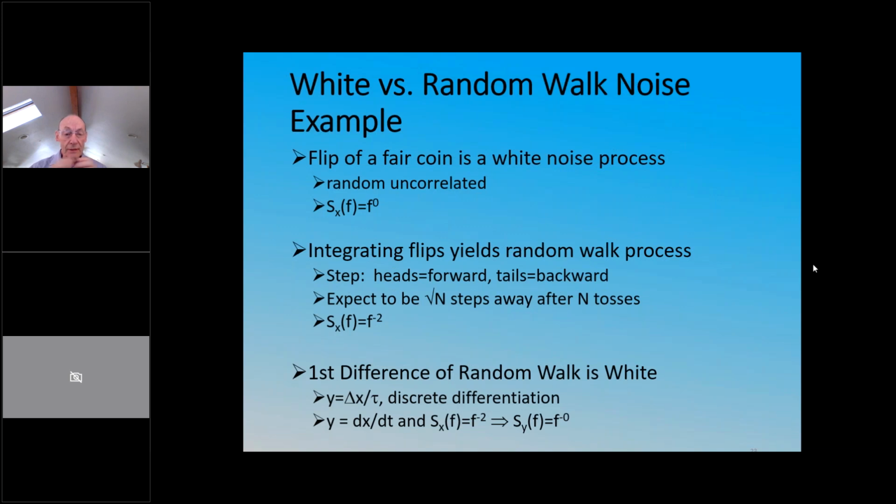And the first difference of a random walk process is white noise, which has a white noise spectrum. White noise means the same power over the band of all the frequencies in the data. So that's why it's f to the 0. The same power for all frequencies in the band.